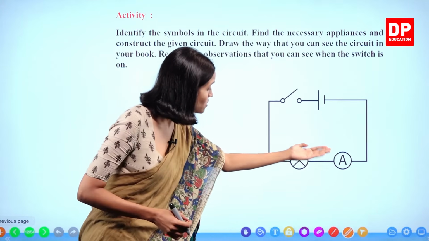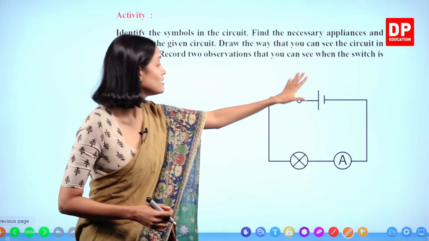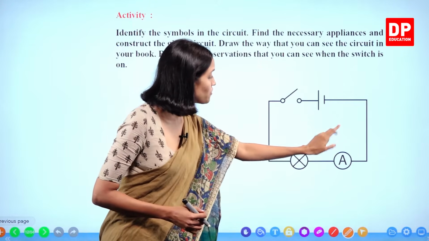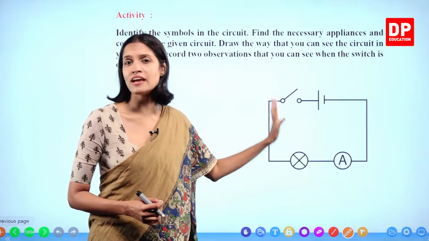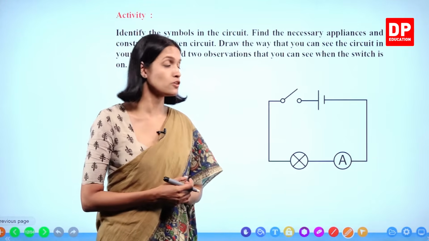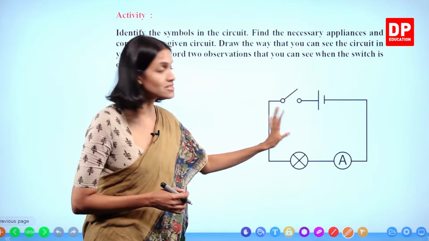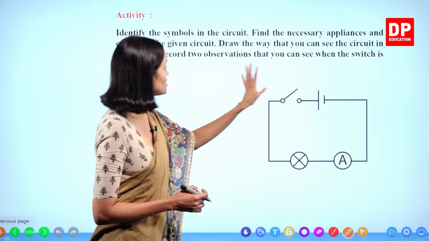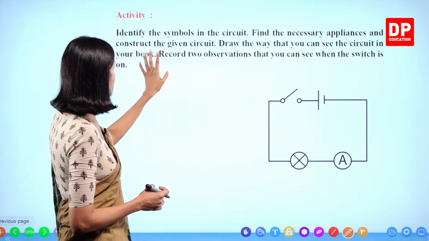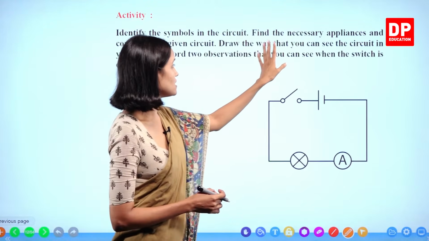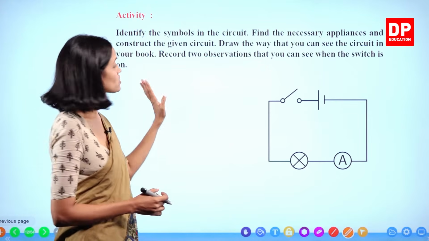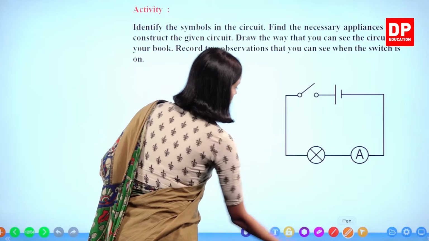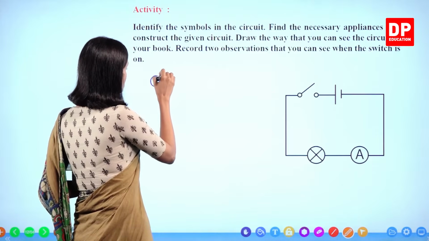So both the observations indicate that an electric current flows through the circuit. That is because the indicator of the ammeter deflects only when an electric current passes through it, okay? And the bulb also lights up only when an electric current passes through it, okay, children? So what are the observations here? You have to record 2 observations that you can see when the switch is on. Let's write the observations. Right. Observations.